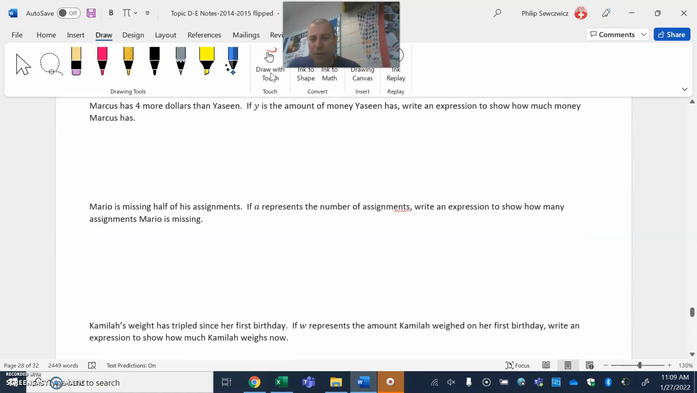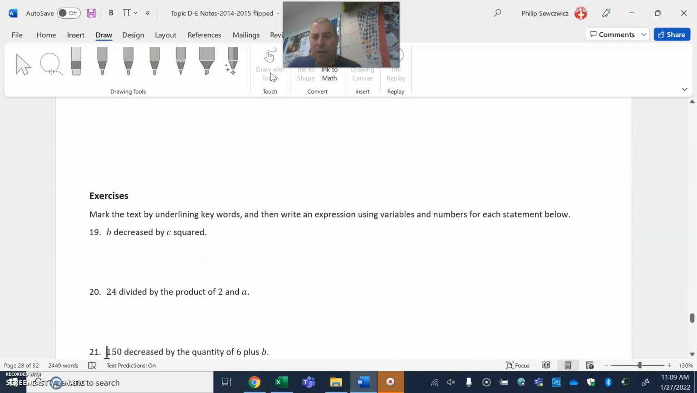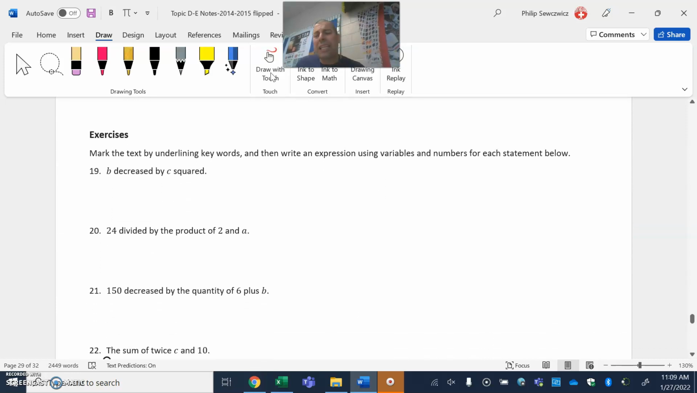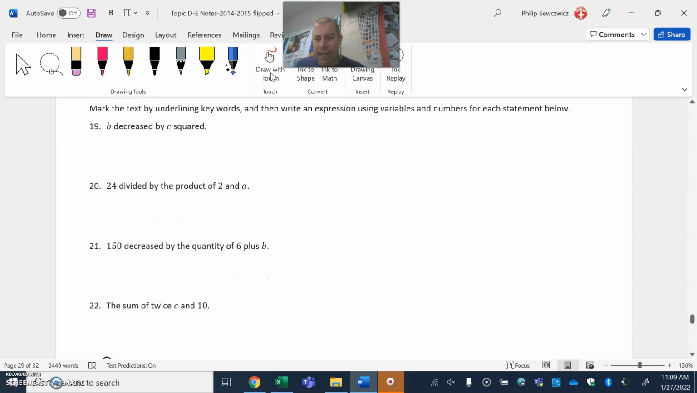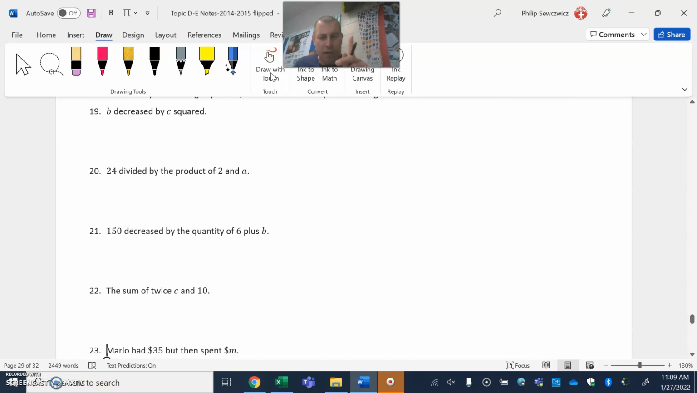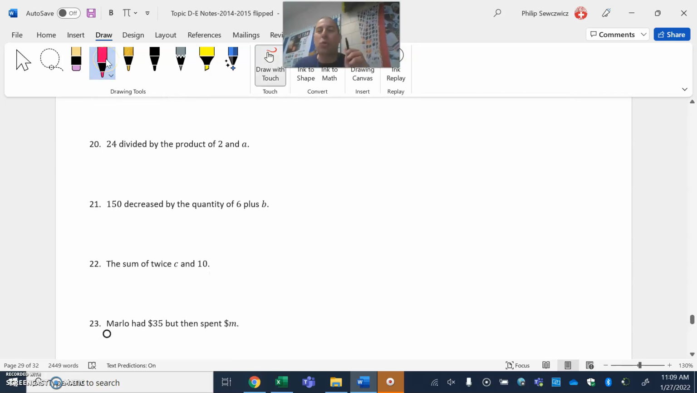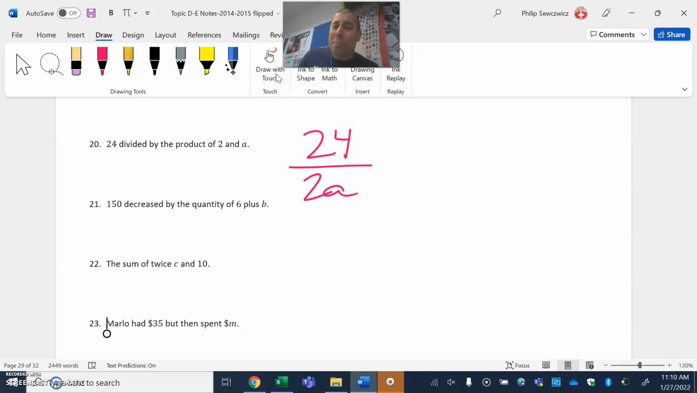All right, let's see what else we got. We're going to move on down some more. Let's look at 20 that's here because this is a nice one. 24 divided by the product of 2 and A. So 24 divided by, again the fraction bar, and now the product of 2 and A. So making sure multiplication numbers are right up against the letter that we're looking at. With that all being said, that's the stuff we've been seeing.